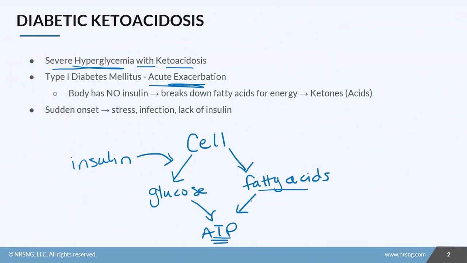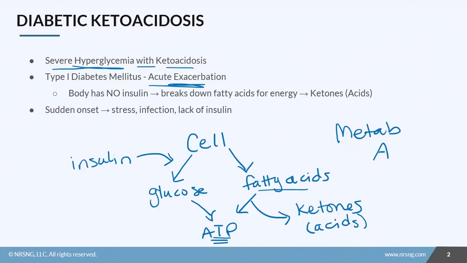The problem is that that method has a byproduct, and that byproduct is called ketones, which are acids. So without the key to get the glucose into the cell, the body has to go around and it ends up creating all of these acids in the process. It's kind of like a burglar. You know, the door's locked, there's no key. So what does he do? He's going to break a window. So that process is called gluconeogenesis, breaking down the fatty acids, and we end up with this buildup of acids in the system, leading to a severe metabolic acidosis.